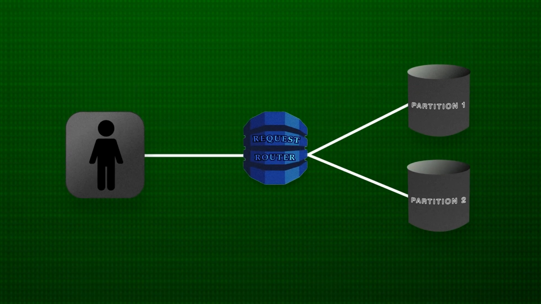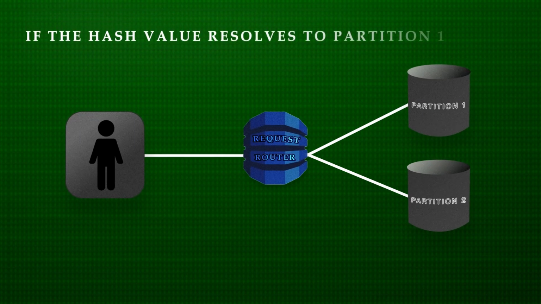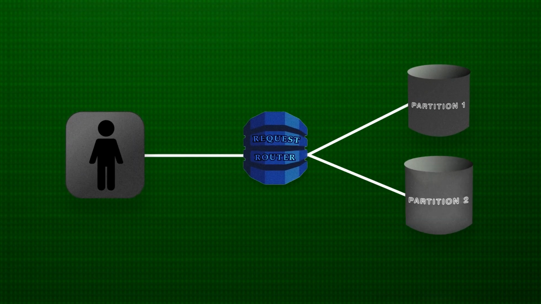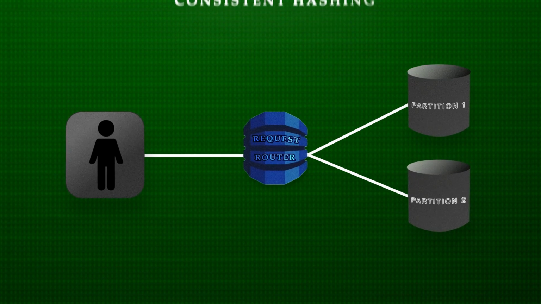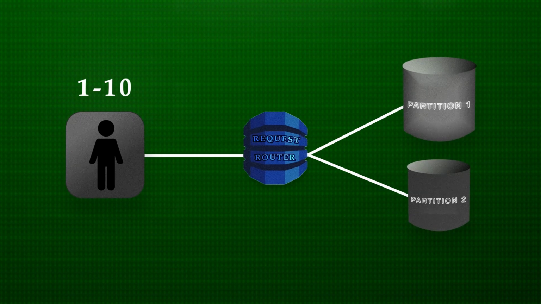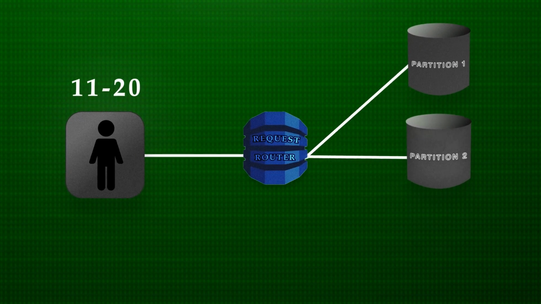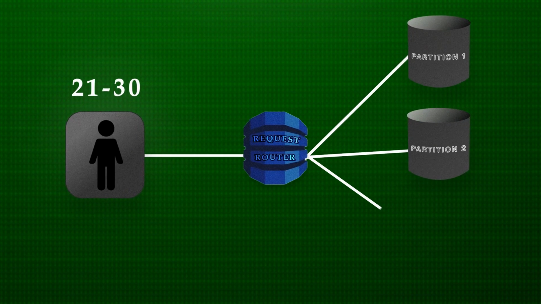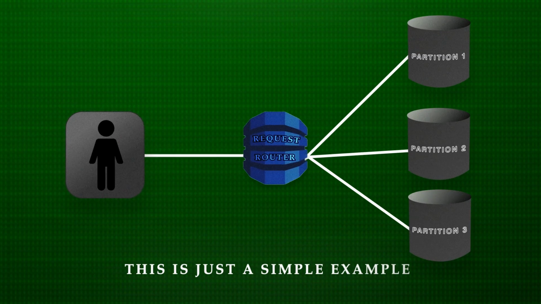So if we want to fetch that data, we would be fetching it from partition 1 if the hash value resolves to partition 1, else from partition 2. Now, consistent hashing here means that the data value having hash from 1 to 10 will go to partition 1, from 11 to 20 will go to partition 2, and from 21 to 30 will go to partition 3. This is just a simple example.